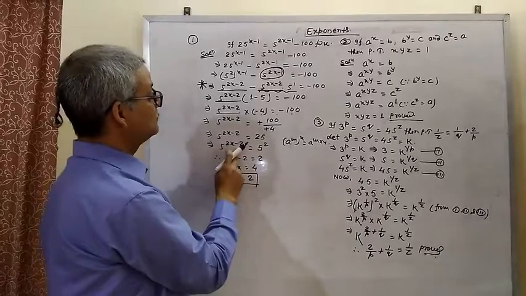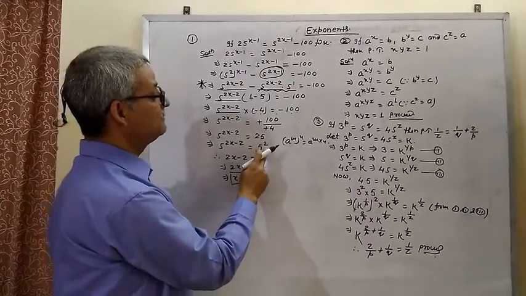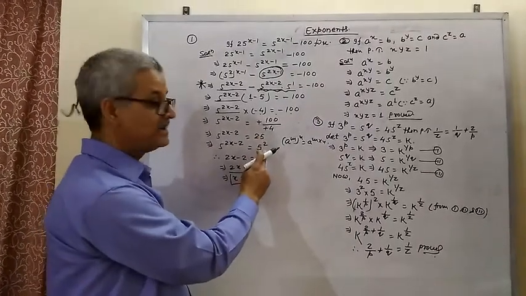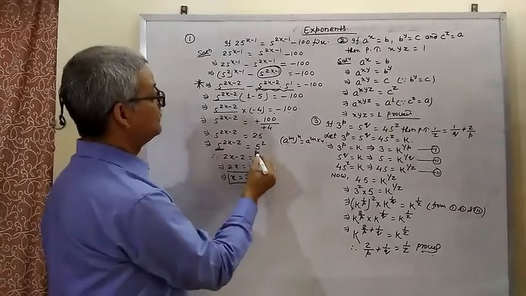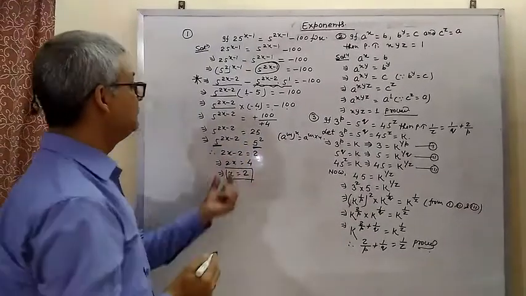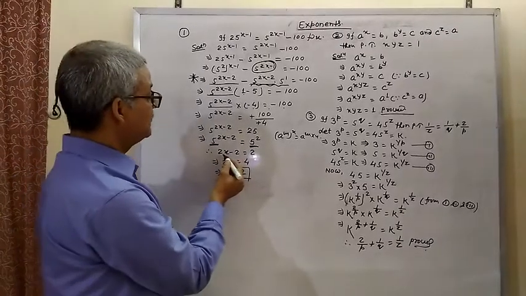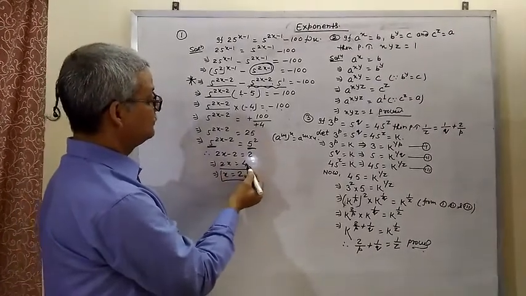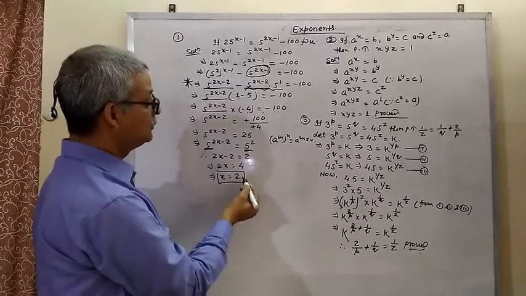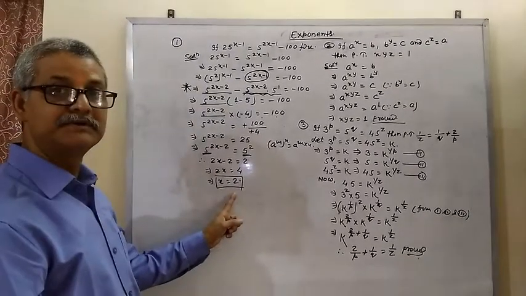5 to the power 2x minus 2 is equal to 25, and 25 can be written as 5 squared. So now if the base is same on both sides, then their powers will be equated. If you equate their powers, then 2x minus 2 is equal to 2. So 2x is equal to 4. So x is equal to 2. That is the solution of this question.